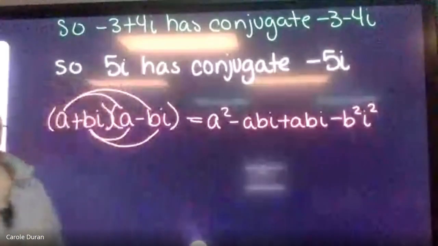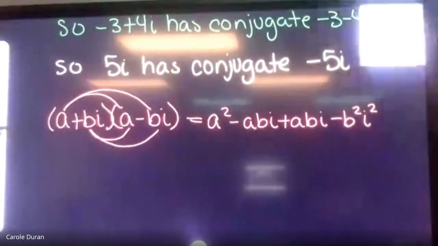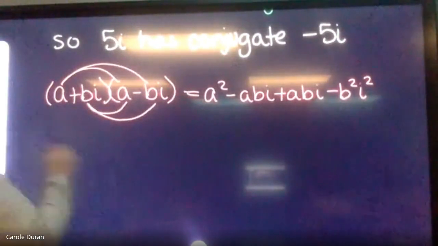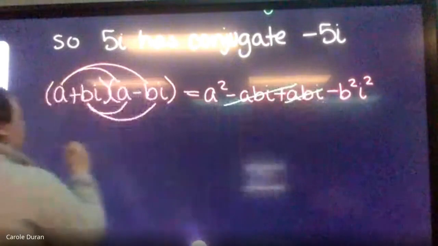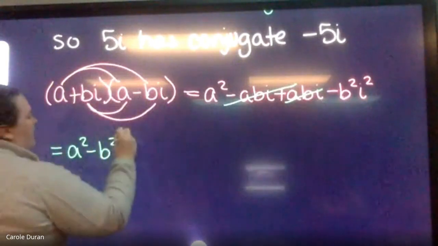Is this still part of the conjugate? Yes. So all I did was FOIL them out. What is the really cool thing that we see happening here when I FOILed them? One of them cancels. Yeah, the abi terms cancel. This is the reason that we use the conjugate. Because those cancel, leaving me just with a squared minus b squared i squared.